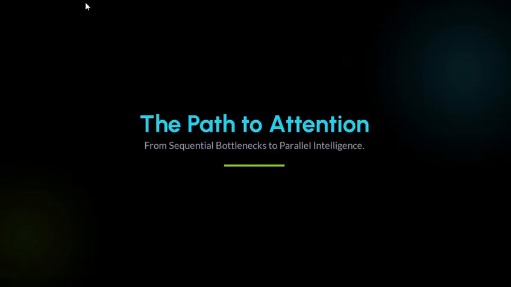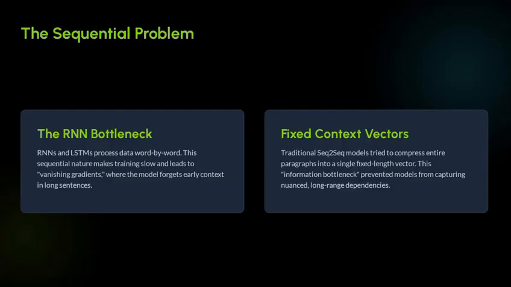Okay, so we have the path to attention, from sequential bottlenecks to parallel intelligence. The sequential problem is the RNN bottleneck: RNNs and LSTMs process data word by word, and this sequential nature makes training slow and leads to vanishing gradients, where the models forget early context in long sentences. Oh, it's talking about AI. Oh, that's so true. Whenever I use ChatGPT, oh my god.